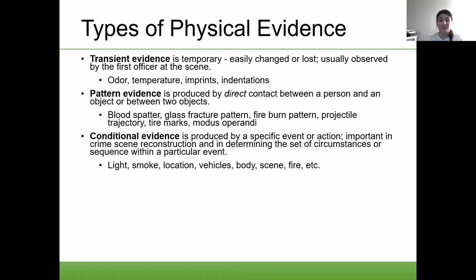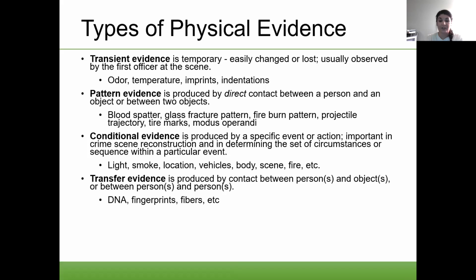Conditional evidence is produced by a specific event or action. It's important in crime scene reconstruction and in determining the set of circumstances or the sequence within a particular event. So if there's a light on or off, what kind of lighting, if there's smoke, the location of all the evidence at the crime scene, vehicles that were there when you got there, the victim's body, fire, if there was fire, what kind of fire, what did the fire look like.